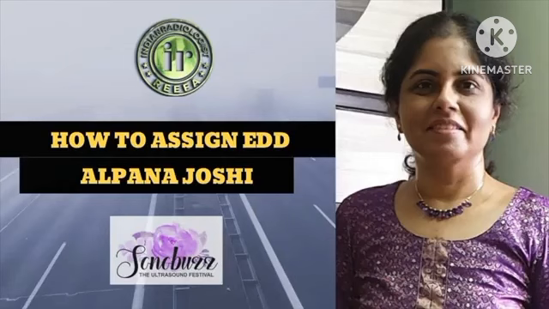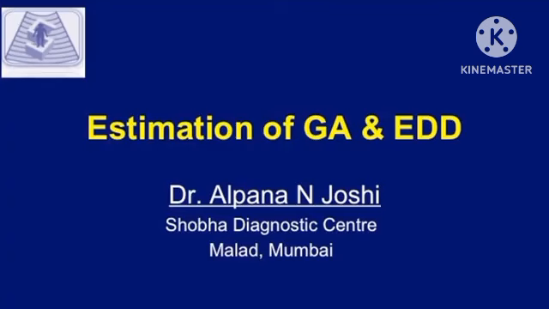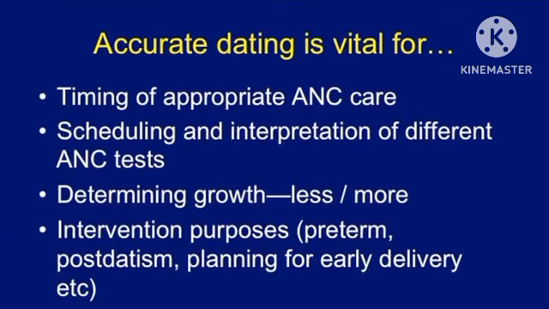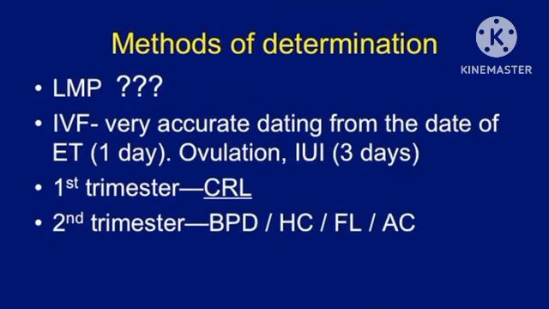Today we are going to talk about a very basic but important topic in fetal ultrasound, which is estimation of gestational age and assigning a correct delivery date. Accurate dating is very important for timing of appropriate ANC care, for scheduling and interpretation of different ANC tests, determining growth which may be less or more, for the intervention purposes like deciding about preterm fetus, postdatism, planning for early delivery, etc. Which are the correct methods or good methods of determination?